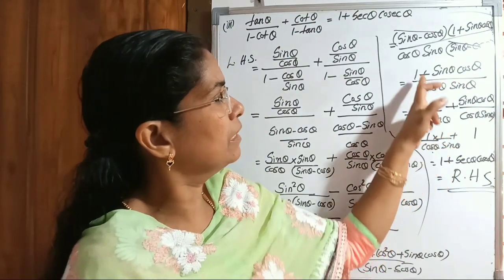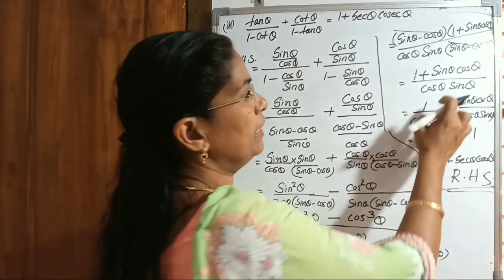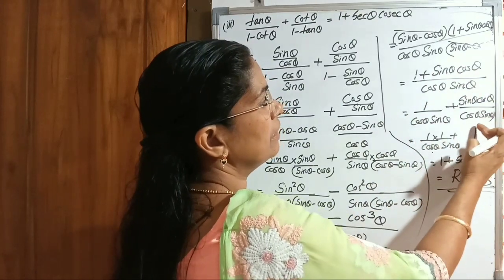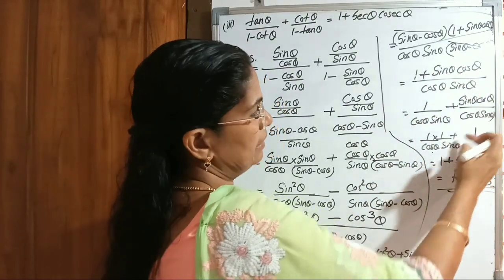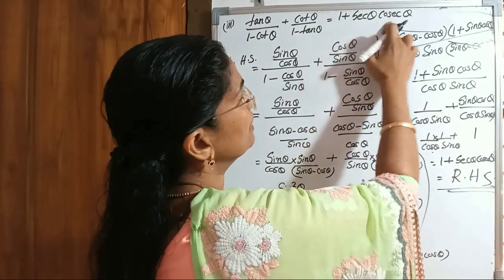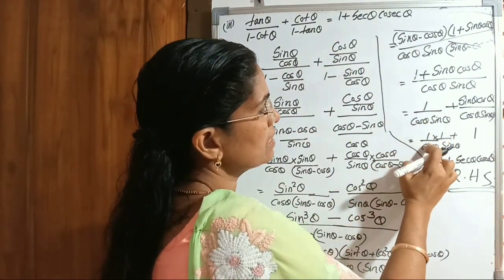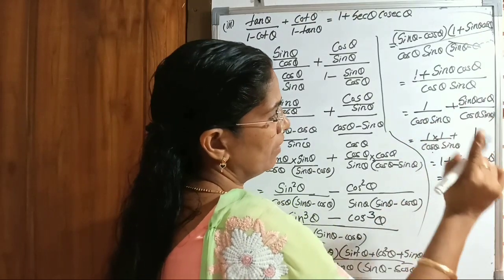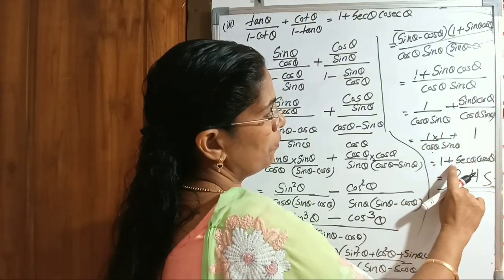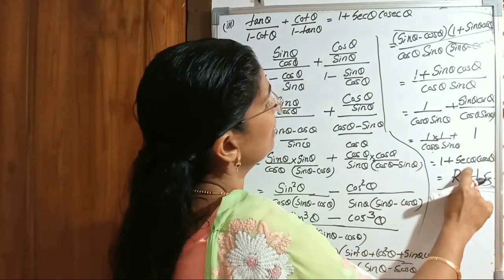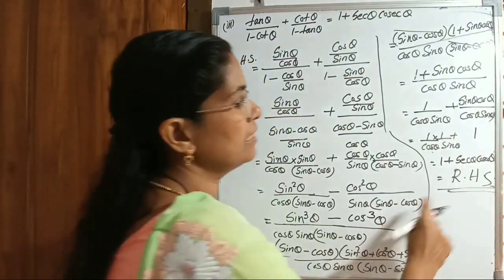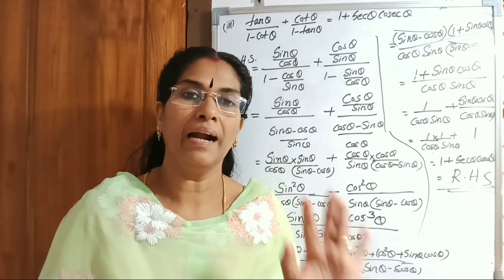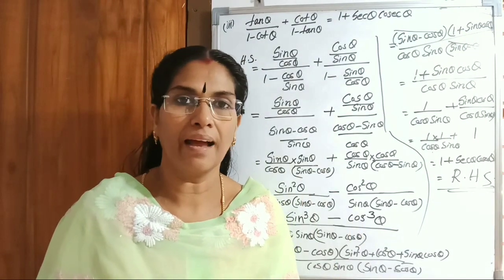Again we are splitting the terms. The denominator is the same, so 1 by cos theta sin theta plus the next term sin theta cos theta divided by cos theta sin theta. We need sec theta cosec theta, so we split this again as 1 by cos theta into 1 by sin theta. The other term cancels, we will get 1. So I am writing 1 first, plus 1 by cos theta is sec theta and 1 by sin theta is cosec theta. That is our RHS. Clear? Here we are applying algebraic identities and trigonometric identities.